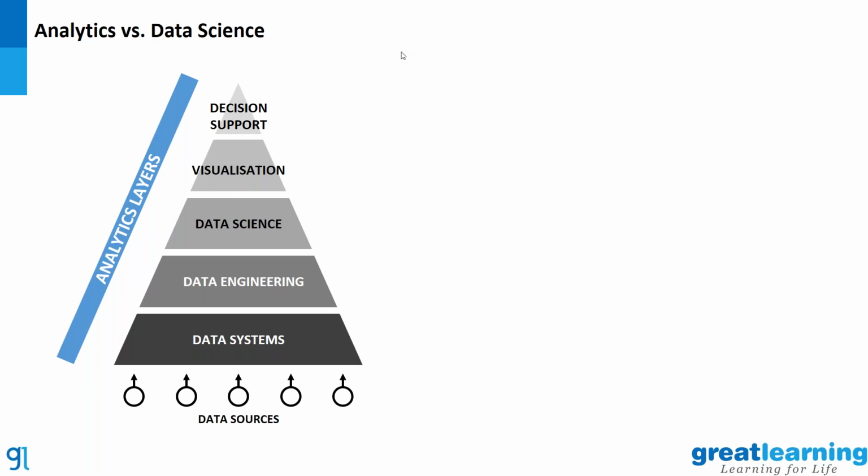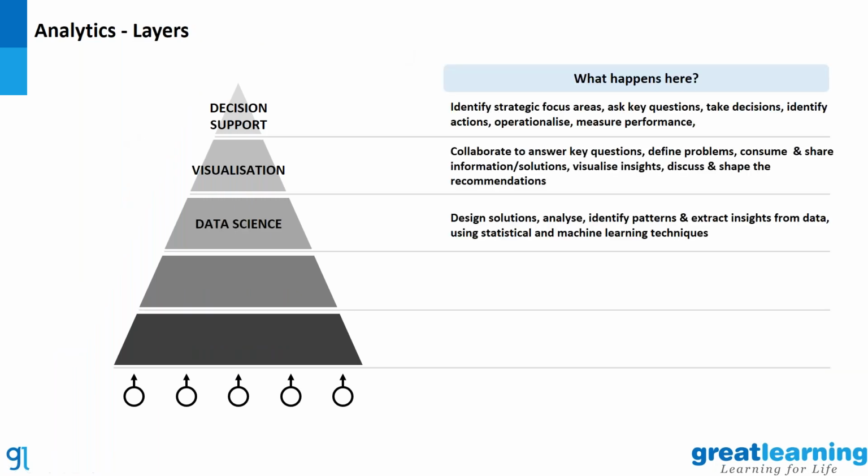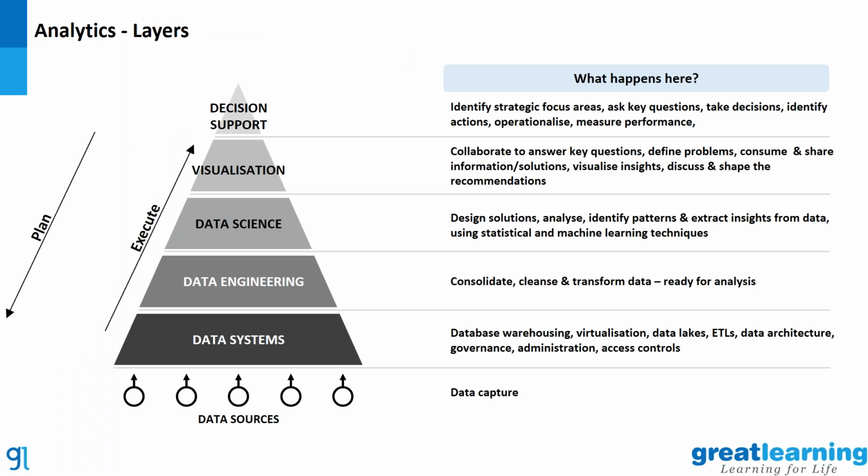So analytics as a whole is the cycle that I talked about earlier, right? The cycle of doing all this from top down, planning and executing, and then this goes on. The BI layer is just one of the layers which enables you to do that.